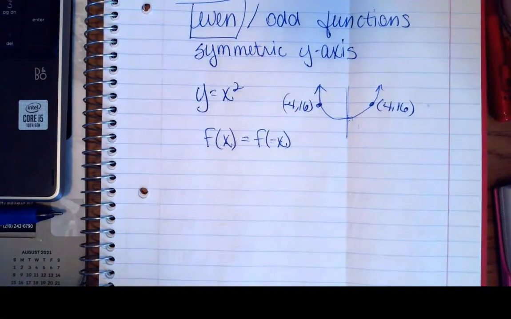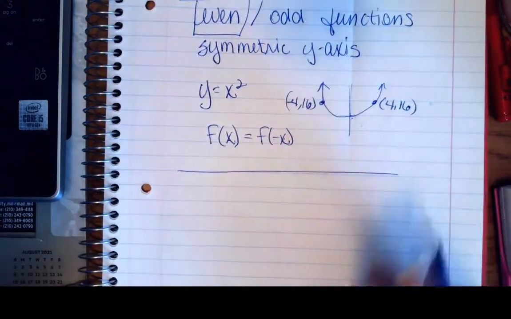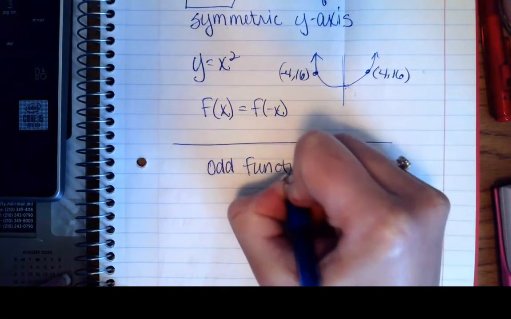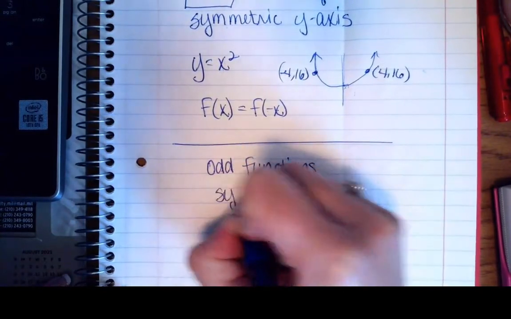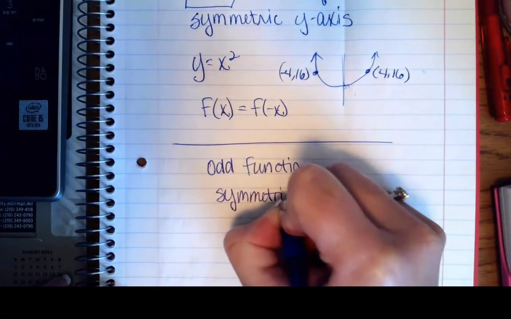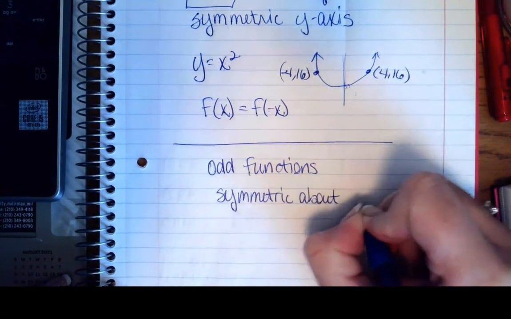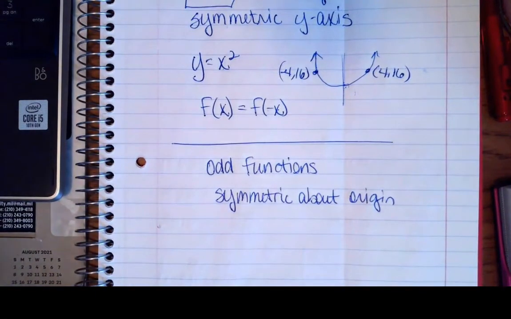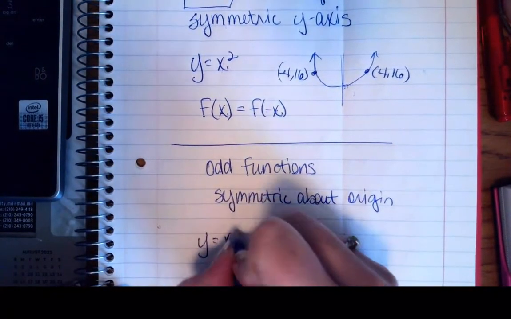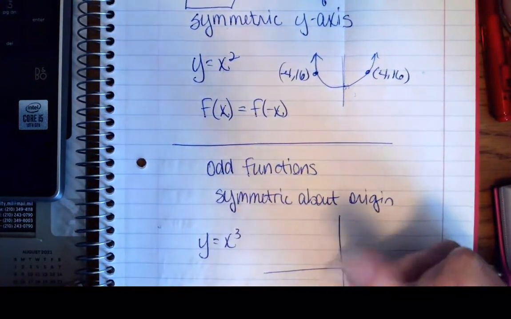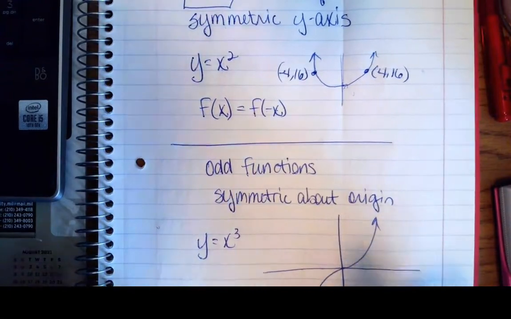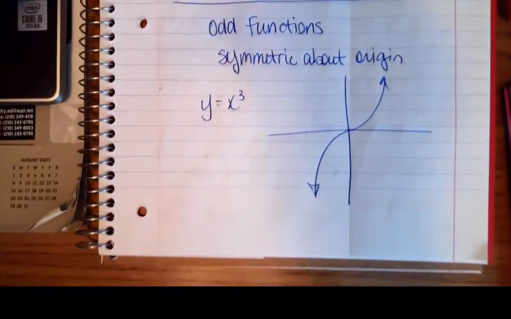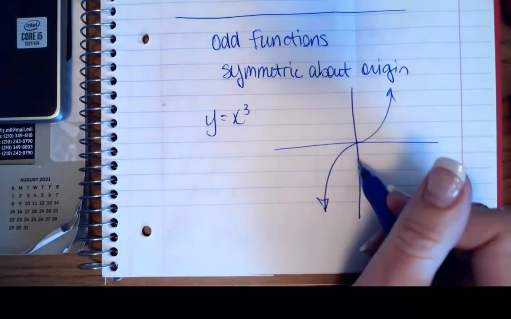So what's an odd function? An odd function means that it's going to be symmetric about the origin. Symmetric about the origin. So what does that mean? Let's go back to Algebra World and let's say we've got y equals x cubed. This time we're going to do 2 folds. I've got x cubed coming up this way and going down that way, which you cannot see. So I've got x cubed going up this way and down this way.